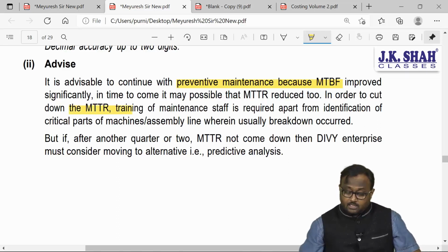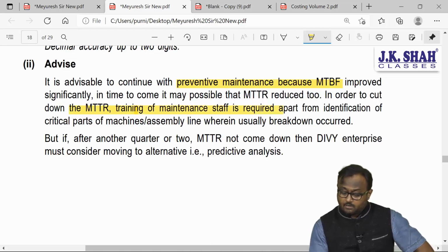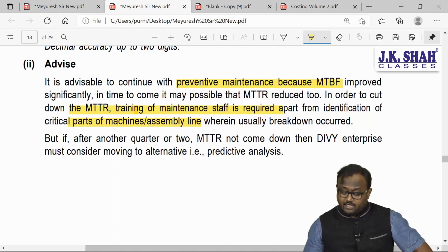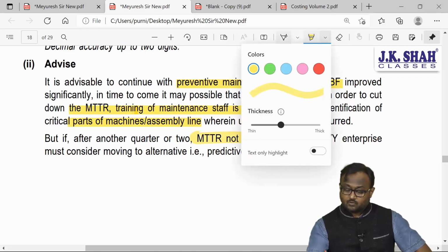In order to cut MTTR, you can train the staff. You can have additional stock of machine part or assembly part with you, so that the repair time will come down. But if in another quarter or two, MTTR does not come down, then you go for predictive analysis. That's what they have suggested.